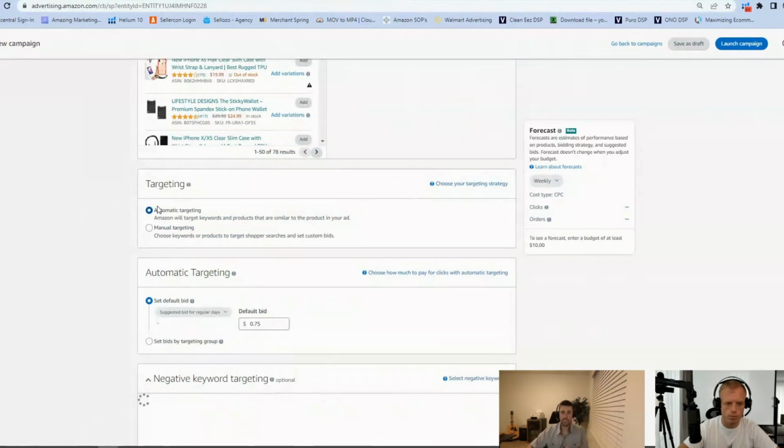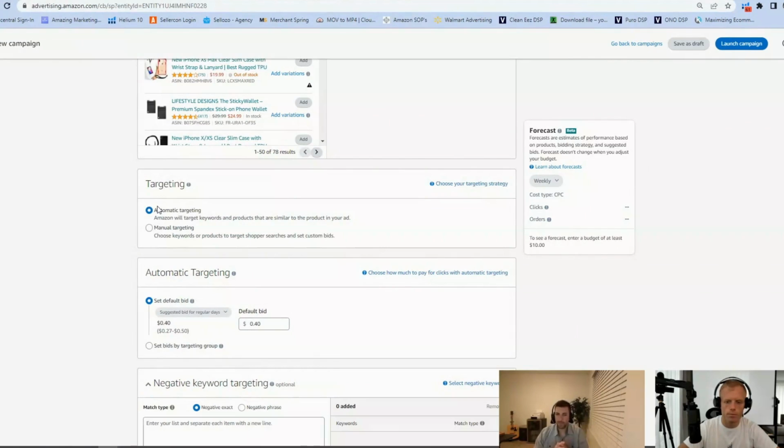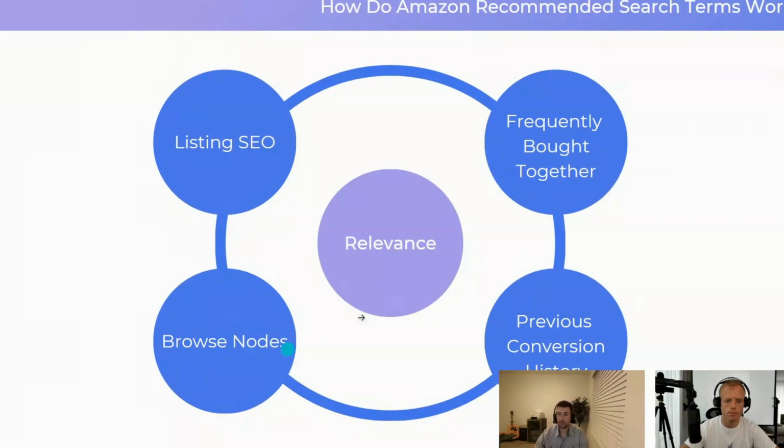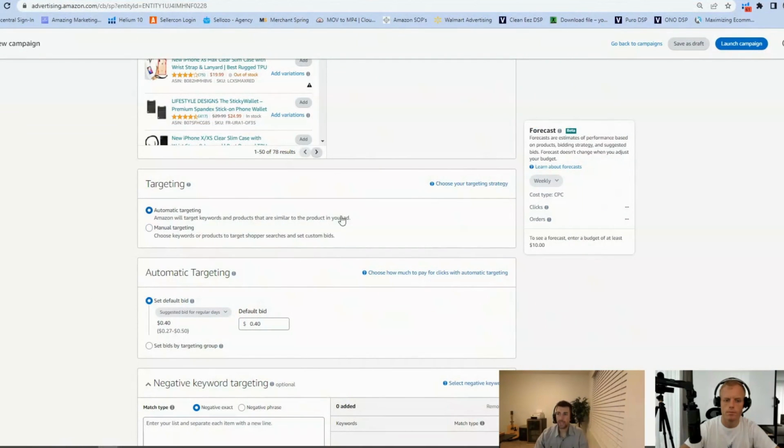Now, this is one thing that not very many people really understand about how Amazon works. As explained over here, the listing SEO and the browse nodes build a relevancy. Depending on how that is, the automatic campaign's whole thing is that it pulls from the relevancy that your product has already. So whatever you put in the generic search terms and whatever you put in the category, that's where the automatic campaign starts. Now there are different targeting groups.